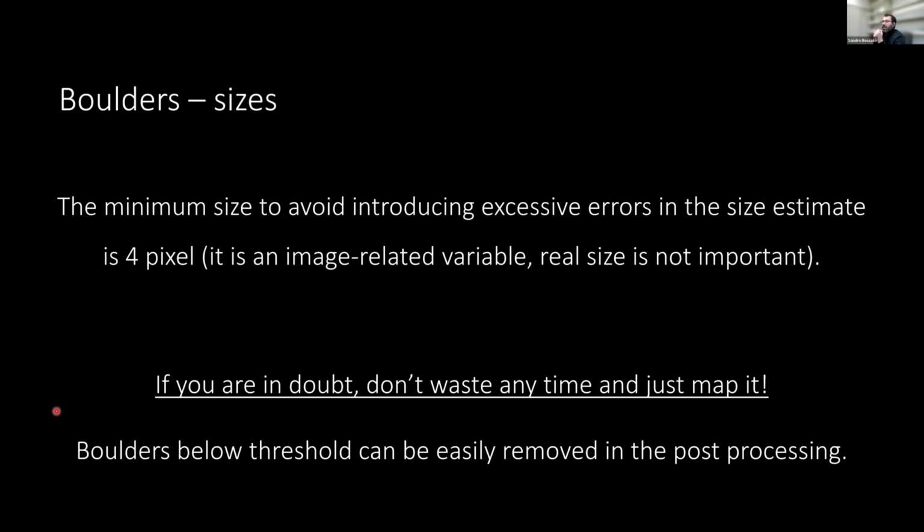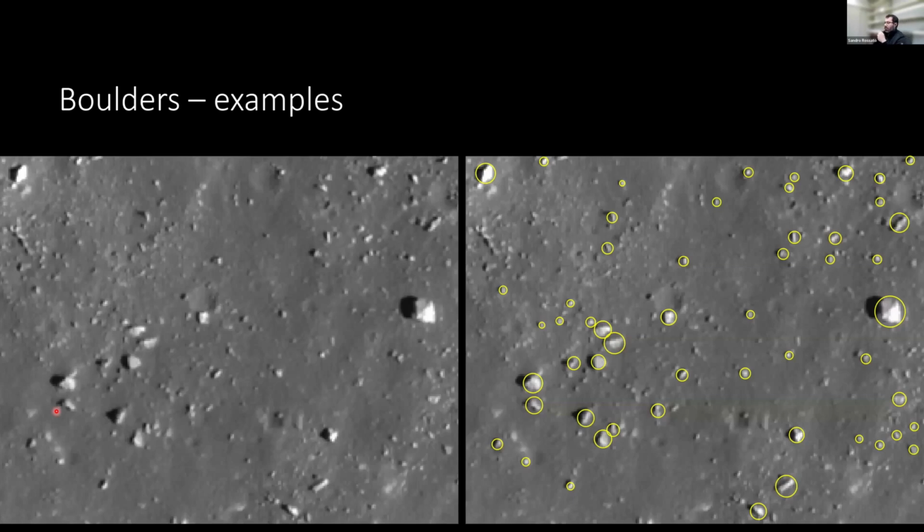Is it easier to just map everything you think is a boulder rather than spend a lot of time thinking about whether this is enough or not enough? Please consider that commonly during an hour, you can have up to some hundreds of digitizations, let's say 300, 400 about an hour if you are a trained operator. I'm giving you some examples.